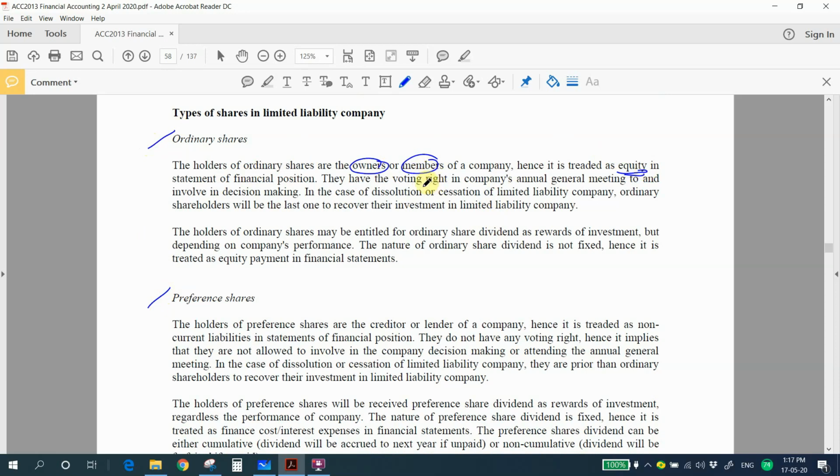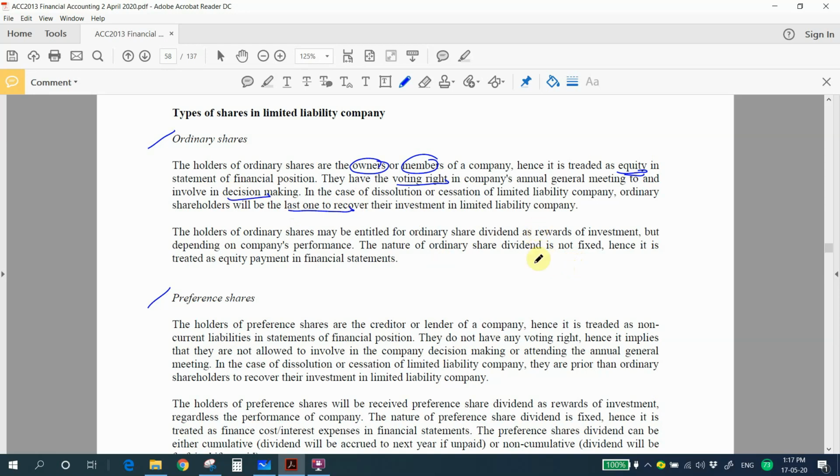If you have ordinary shares, you have the voting rights in the AGM, and you can make decisions for the company. Let's say to invest in project A, B, C, for example. In the case of dissolution or cessation of the limited liability company, the ordinary shareholder will be the last one to recover their investment. It means that when the company is closed, you are the last one to get your investment.